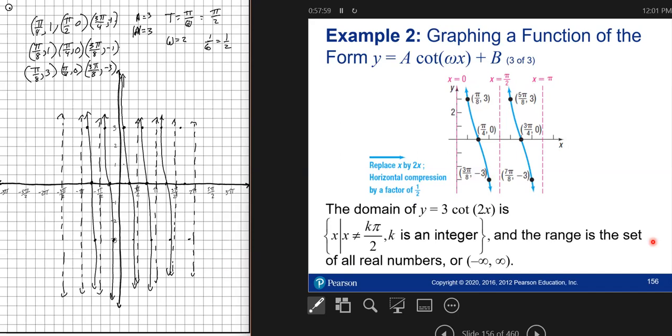Okay, and where the vertical asymptotes are, which are the multiples of pi over 2, that's where x can't be. So we say the domain is all real numbers x such that x is not an integer multiple of pi over 2. And then the range is the set of all real numbers.